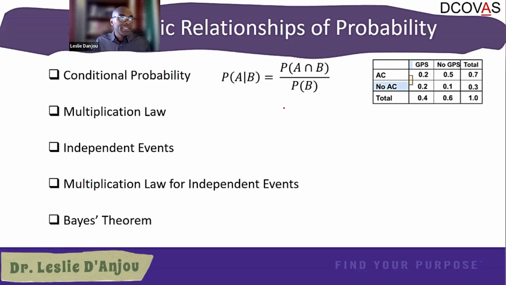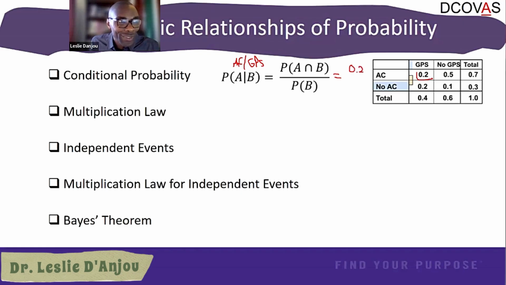All right, I'm going to grab this. Let's say the probability of A, we're going to replace A with AC again, and we're going to put a slash, and we're going to replace B with GPS, just like we did before. What is the probability of AC and GPS? Where does AC and GPS intersect? 0.2.